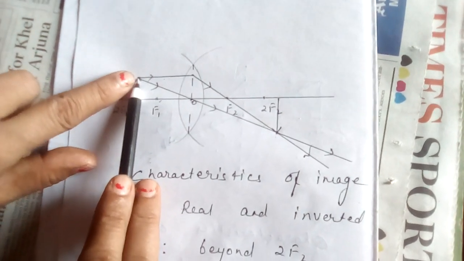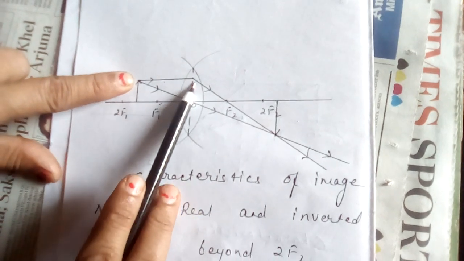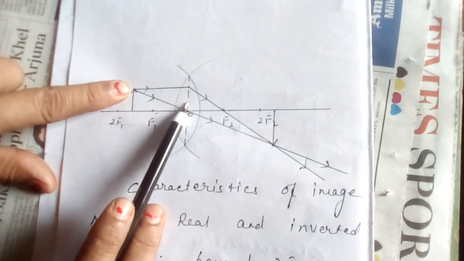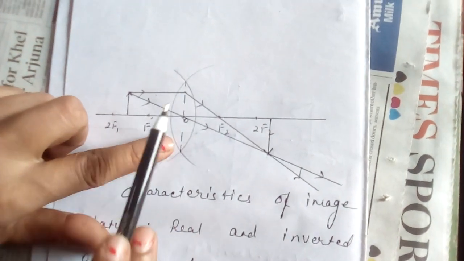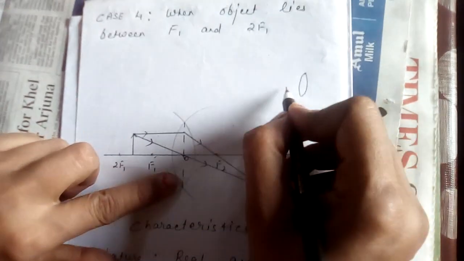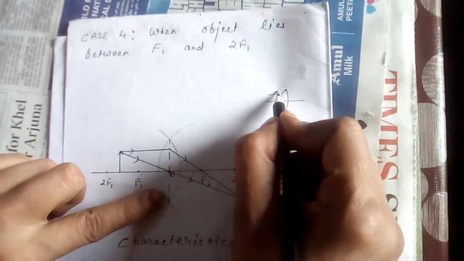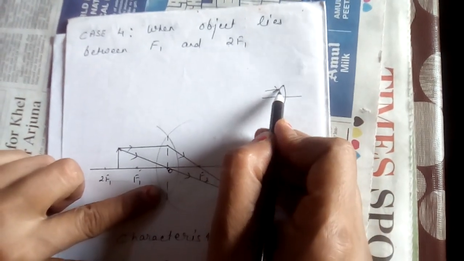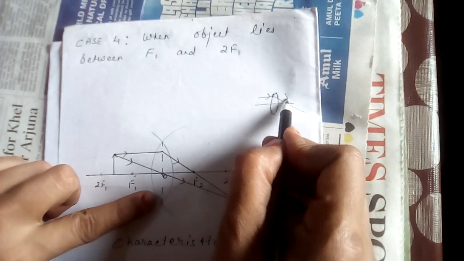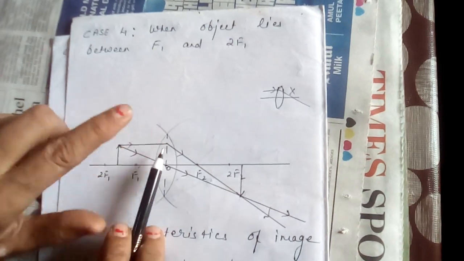The first rule is applied: a ray parallel to the principal axis after refraction passes through the focus. Refraction always must be from this midpoint. Don't show the refraction like this. Suppose this is a lens and you are showing the principal axis. Now a ray of light here, if the refraction is from this part or this part, it will be wrong. So refraction should always be from the midline.